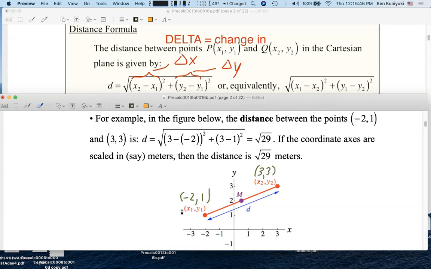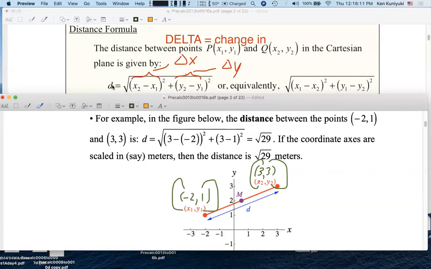Now let's call -2 x1, and let's call 3 x2. Or we could switch these, that's perfectly okay. However, if you call -2 x1, then 1 here better be y1, and then the 3 over here better be y2.